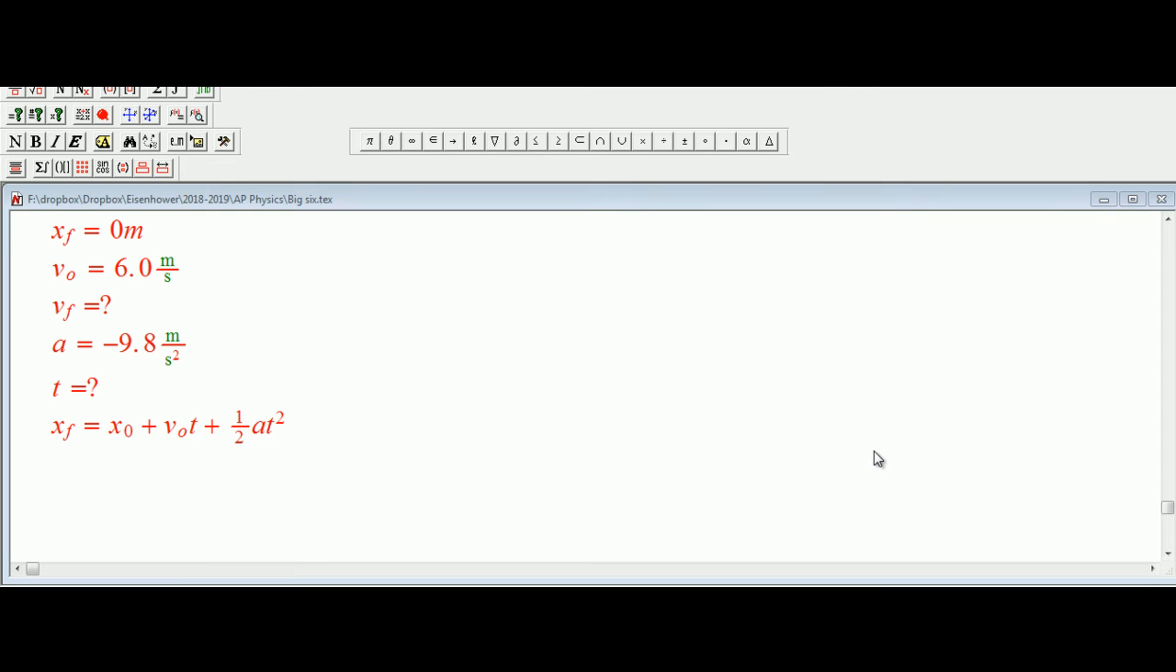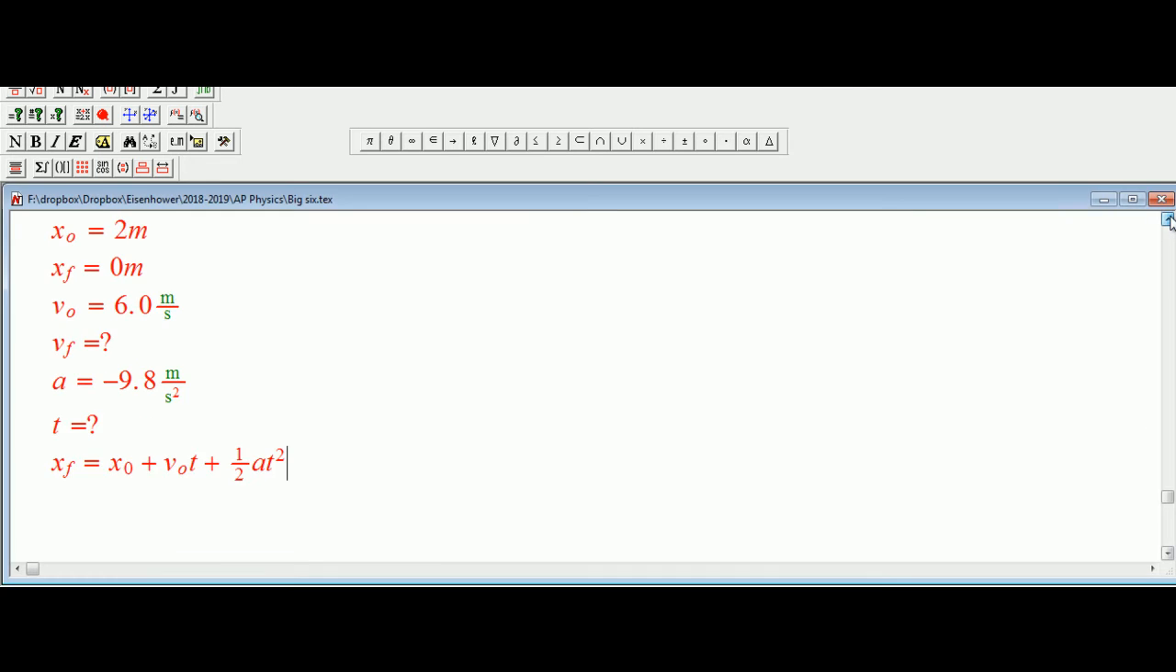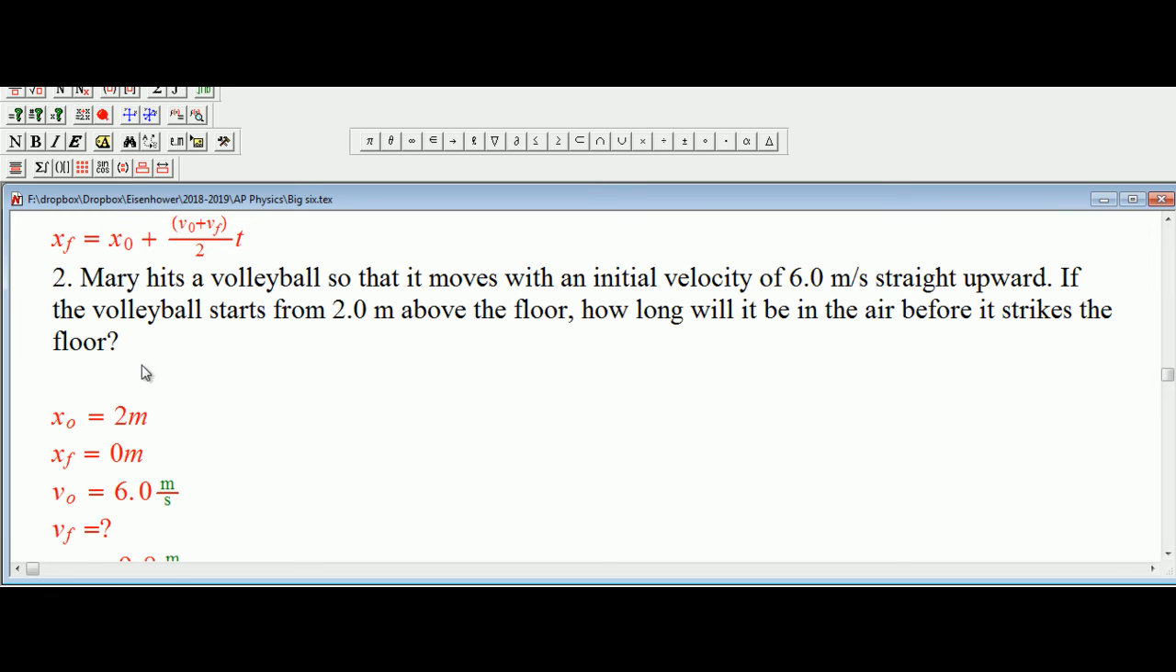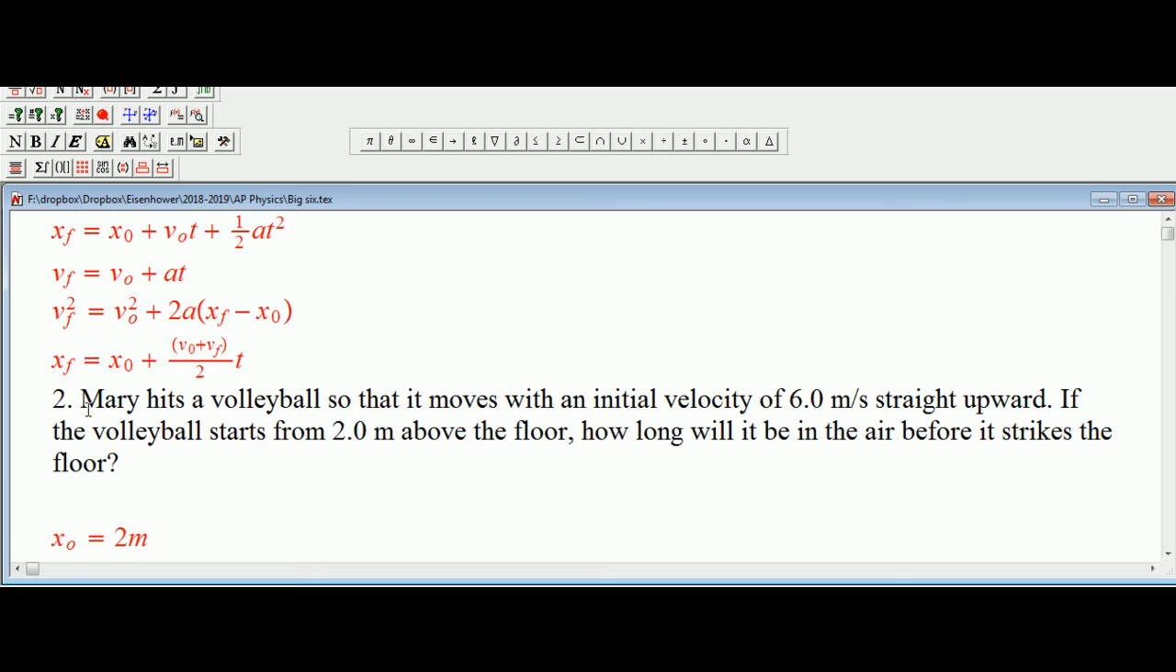Hey guys, this is problem number 2, falling objects. If you notice at the top of the problem, I have my kinematic equations, which you need to know, 1, 2, 3, and 4. Put them in order. But if you notice, the first thing I did was I have x's.